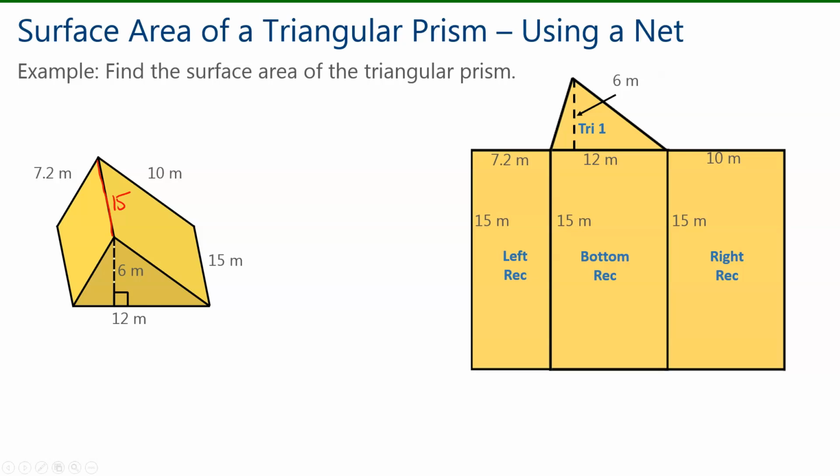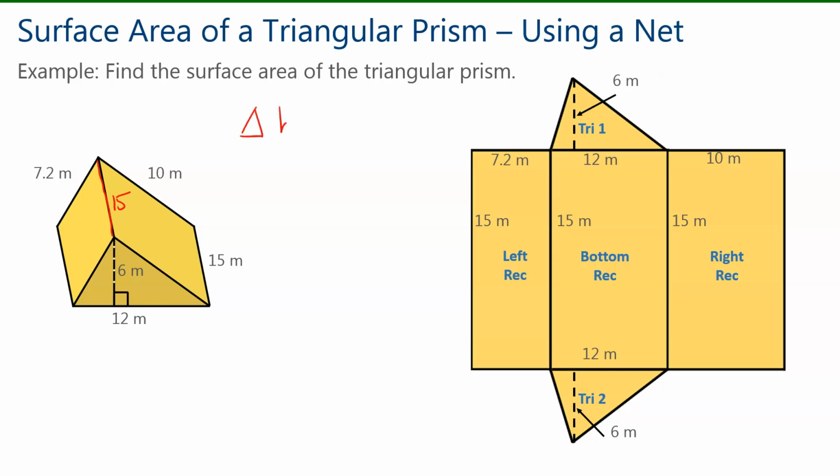I then have one side left, and that's the triangle on the back. That is identical to the triangle in the front. So when I draw that one, the measures are also 12 by 6. So I can now use my net to find the area of the individual pieces. So the net allows us to see all the pieces at one time.